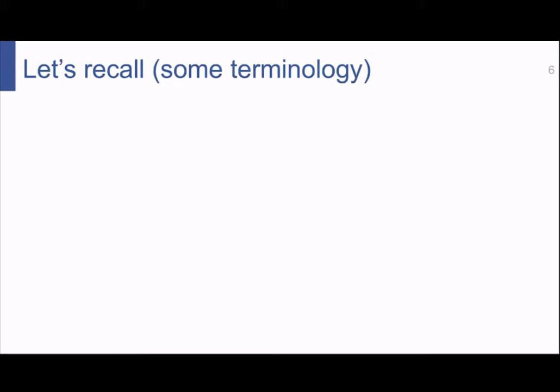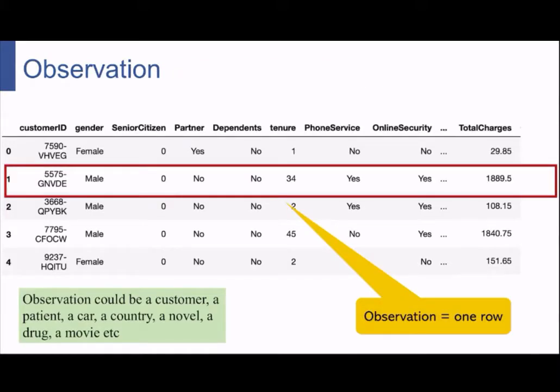Now let's recall some terminology. The type of data that we have, we said it has to be in some kind of structured relational format. And here we are going to have many of these features. In this case, we monitor customers, whether they are female or male, how many dependents they have, or if they have dependents, if they have a phone service or not.